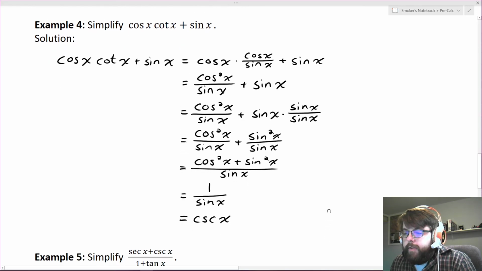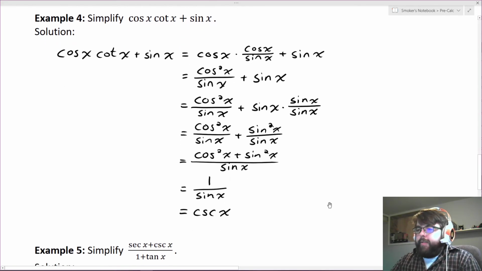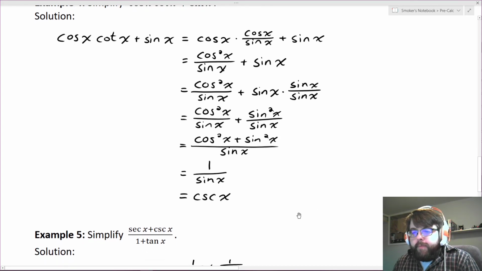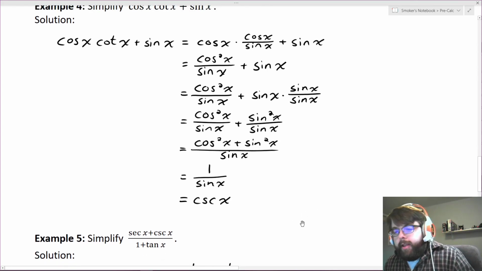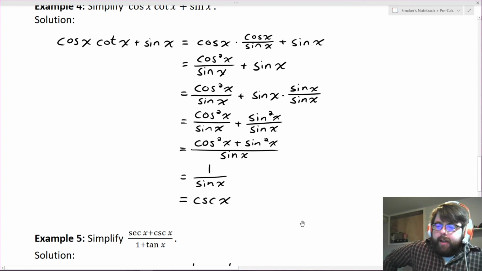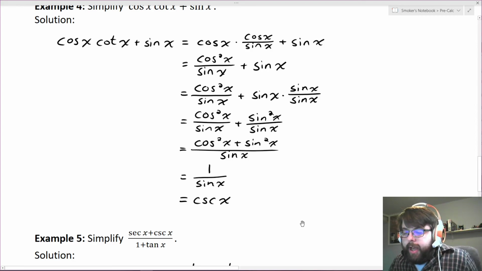Fun stuff. As you can see, these just get more and more complicated. Or as I like to say, more fun and more fun. All right, so here we go. Secant x plus cosecant x, all over 1 plus tangent x.